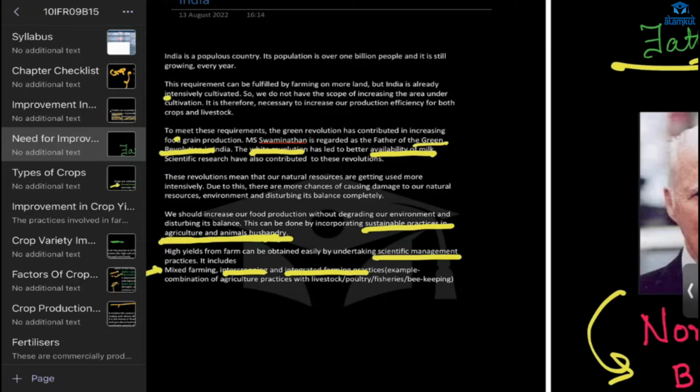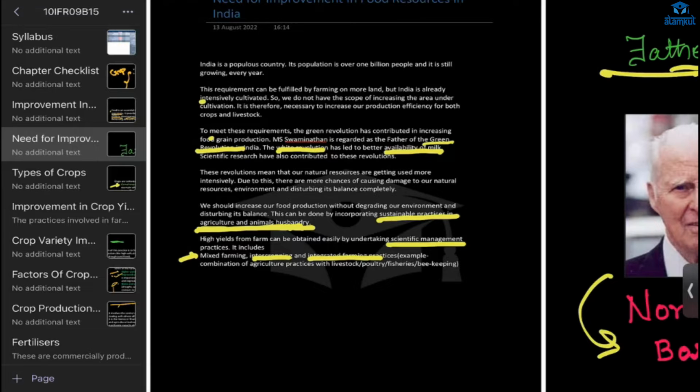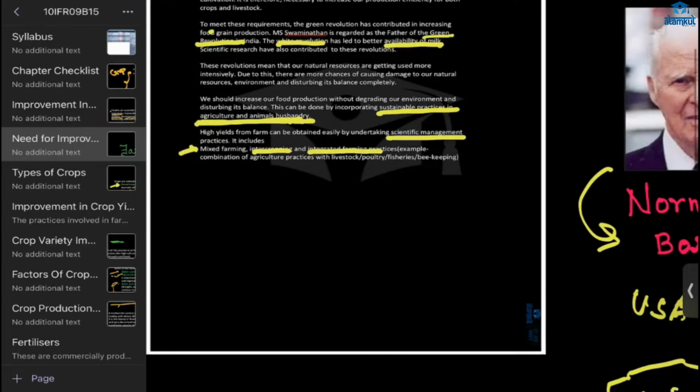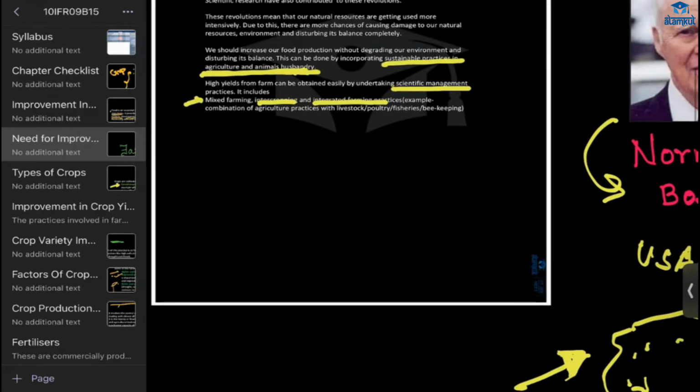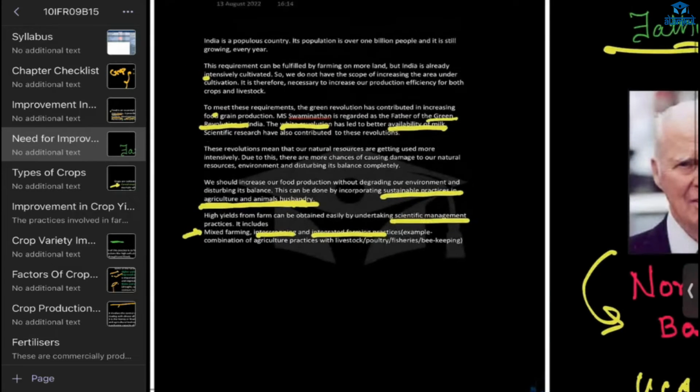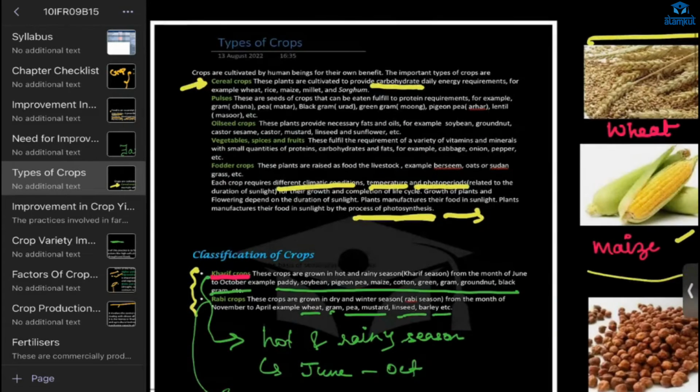Yes. So the population is increasing, but the resources are the same, right? To meet those demands, we have to improve food resources. Okay. So there are major ways, and we have talked about types of crops.